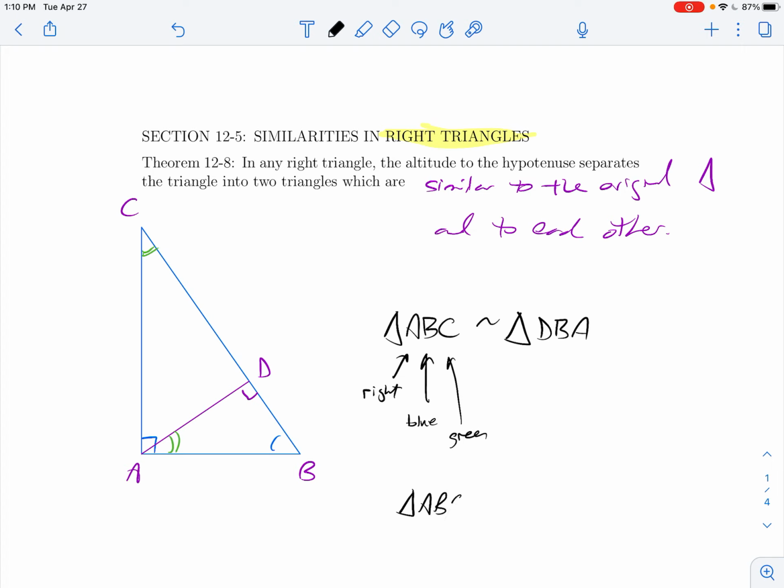Similarly, triangle ABC is similar to this triangle on the top. The triangle on the top has a right angle at D. It has a green angle at C, so that goes last. By process of elimination, there's an A here. We could show that angle CAD is congruent to angle B.